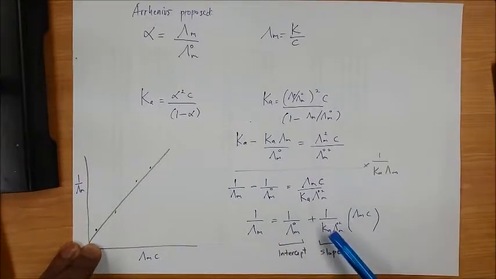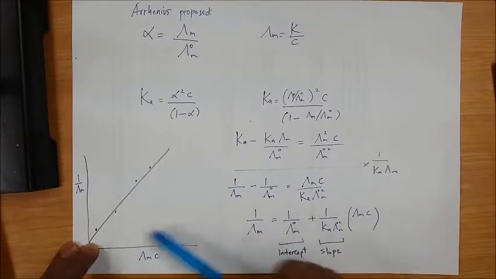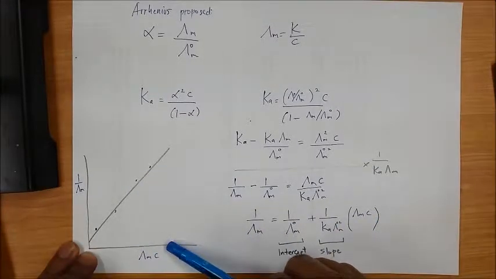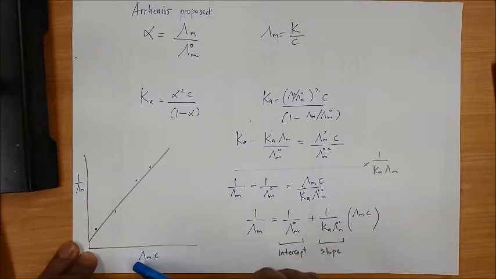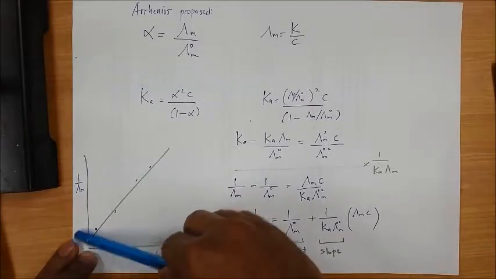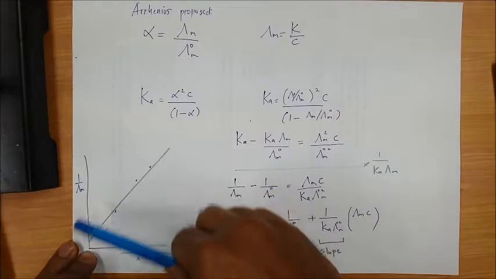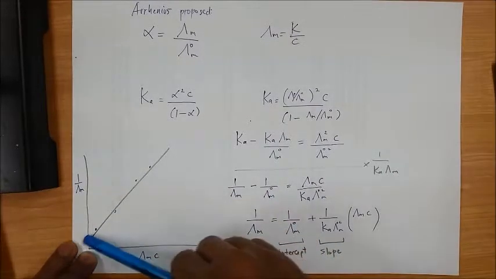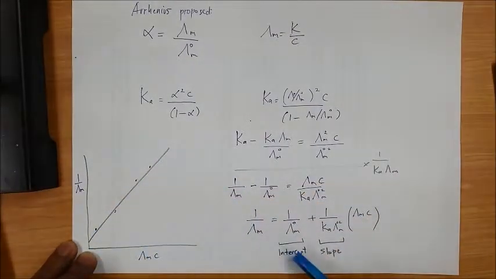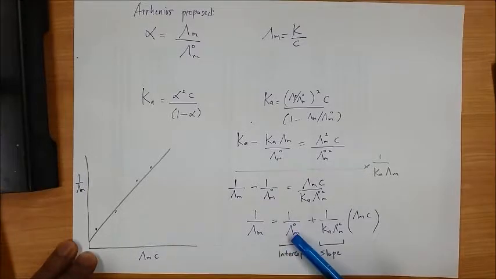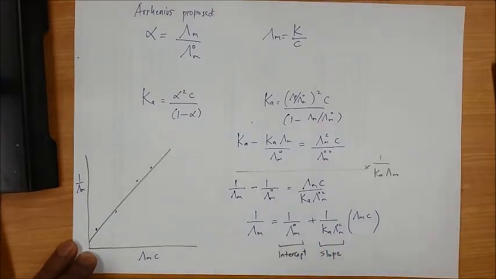So when you do an experiment, you will vary the concentration, and you will plot the molar conductivity times C versus 1 over the molar conductivity, and you will have a straight line. From this straight line you can get the intercept, which gives the molar conductivity at infinite dilution, and by calculation you can also get the slope and finally the dissociation constant.